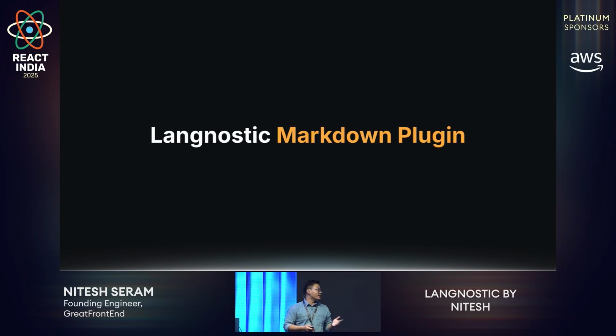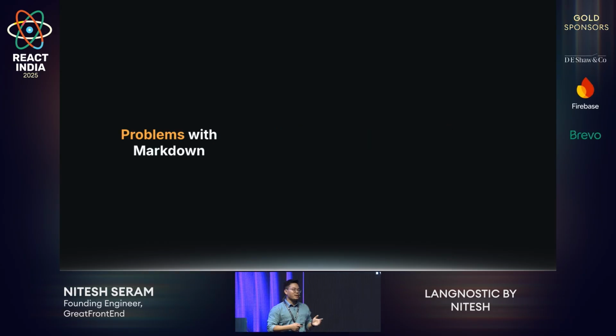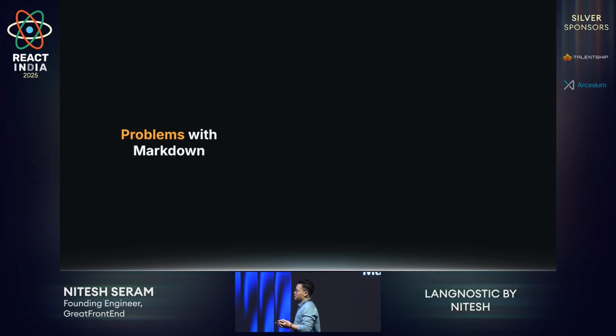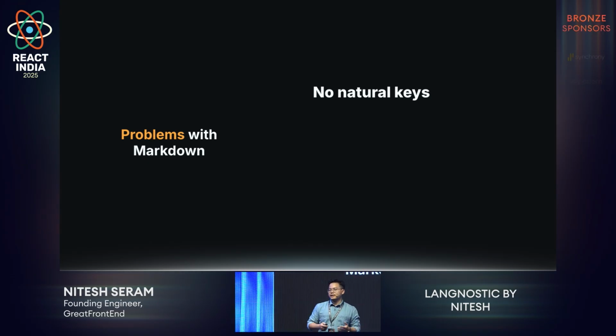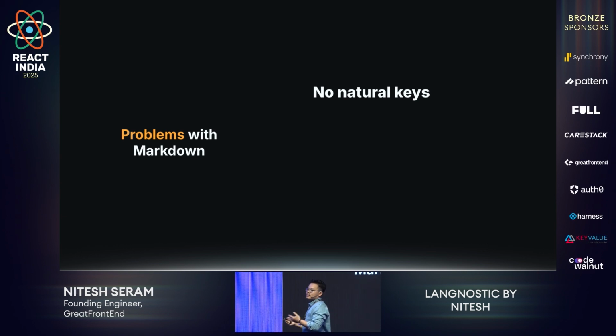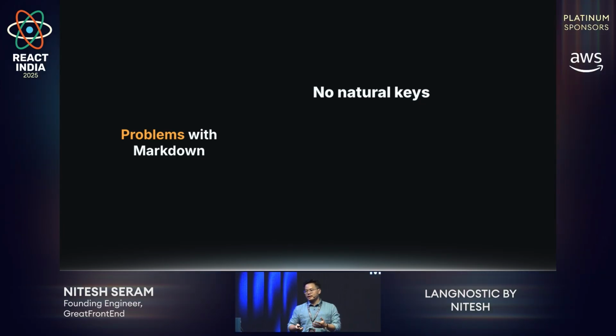The next plugin is the Markdown plugin. Change detection in Markdown is not as straightforward as in a JSON file, mainly because there are a few problems with Markdown. First, there is no natural key, like in a JSON file where you have a key associated with each string, so it is easier to track what has been removed or changed. But a Markdown file is like one big file. There are no different blocks of content or different strings.